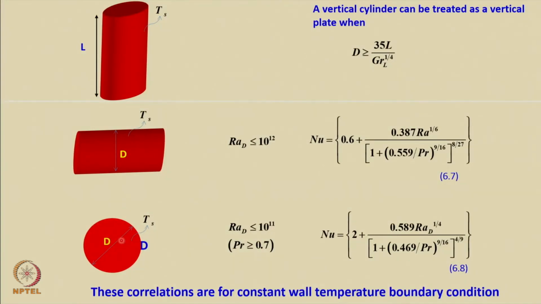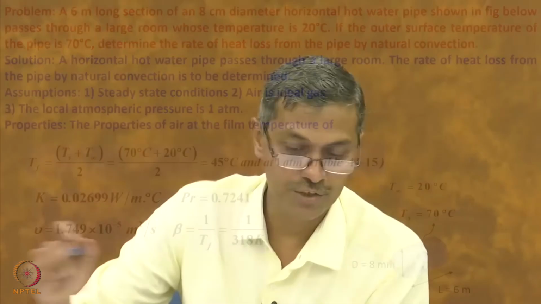This is for the sphere, and you have a correlation which looks similar to that of the cylinder, only the coefficients are a little different. But all these correlations are for constant wall temperature. At the end of these 2-3 modules, I am going to tell you what is going to be for the constant heat flux boundary condition.